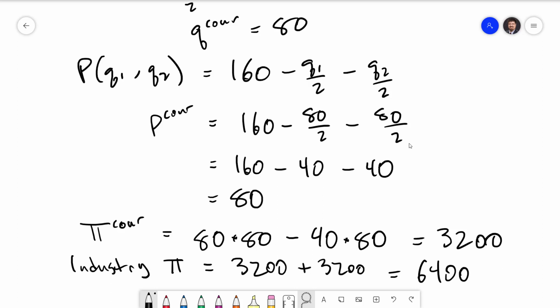We'll keep this number in mind as we look at some more examples. That is the basic process to going through a Cournot problem from beginning to end. In the next video, we're going to extend this discussion to a few more situations.